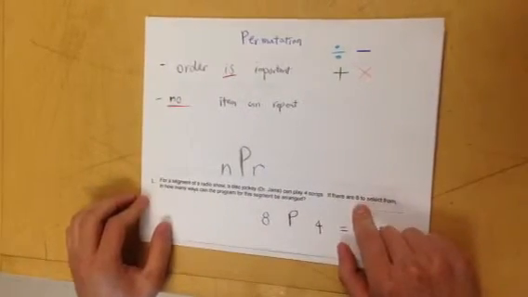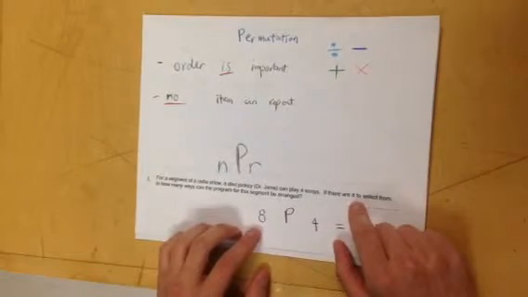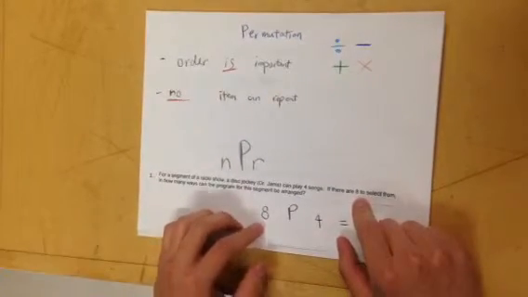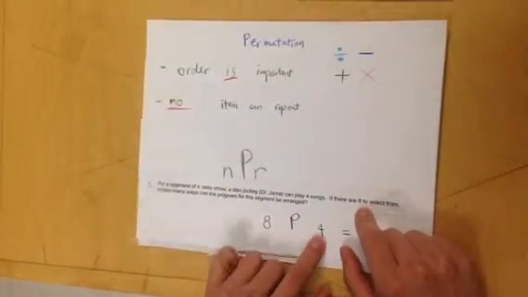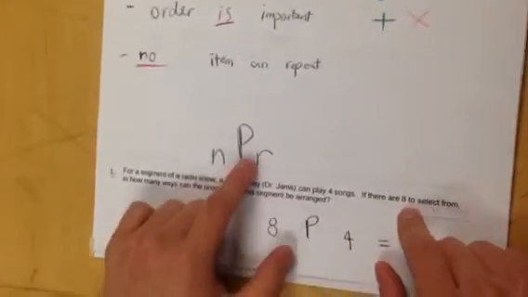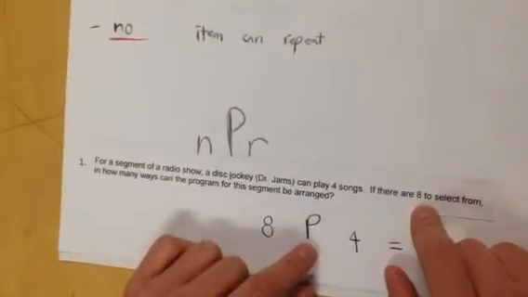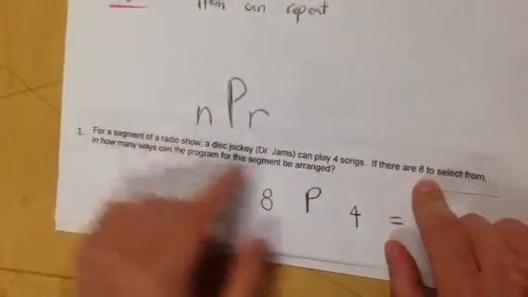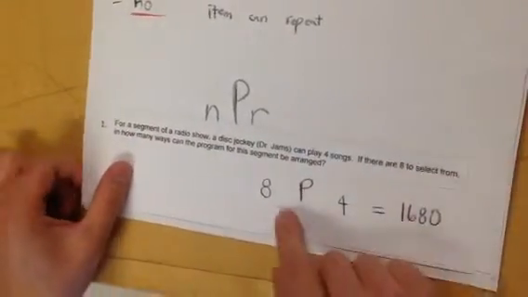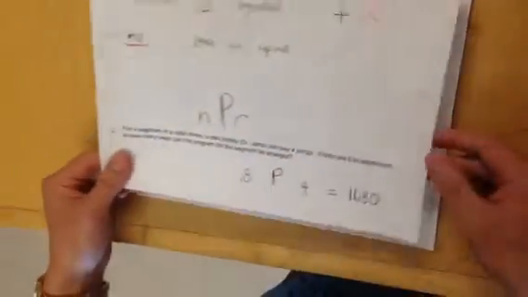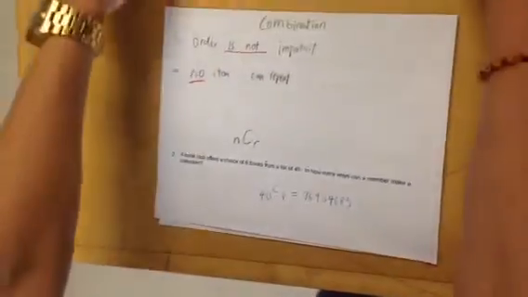So now here we can see 8 is the overall sample size we're choosing, so 8 is N. And 4 is how many we're picking, so 4 is R. And we have to use permutation because the order does matter for this problem. And you put this in your calculator and your answer is 1,680.